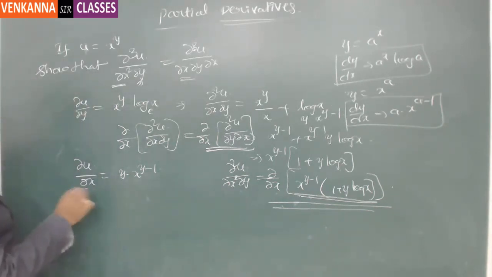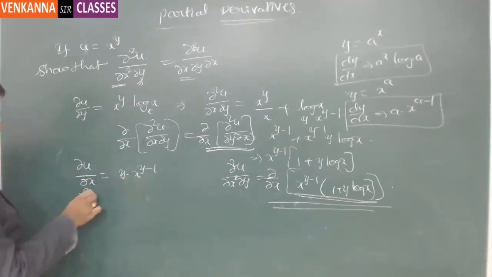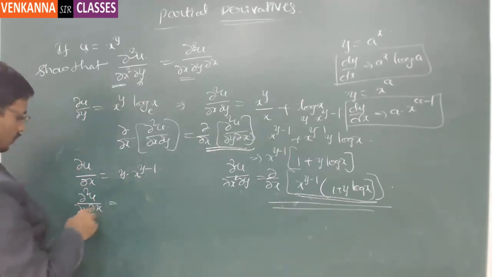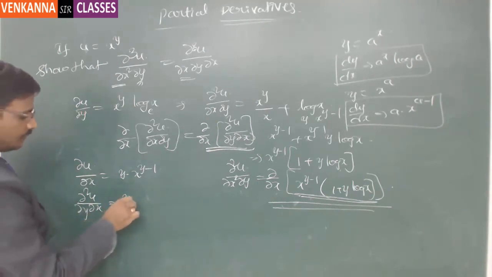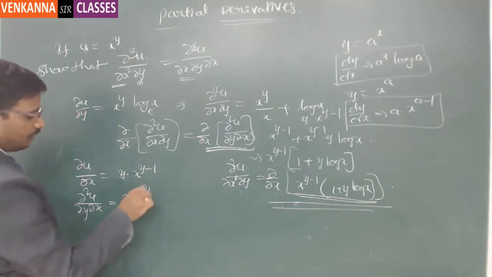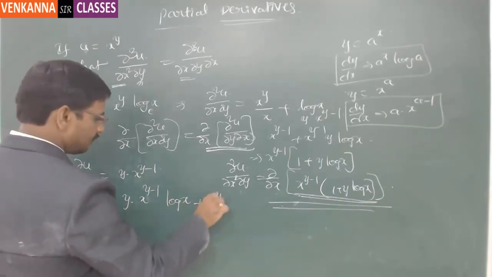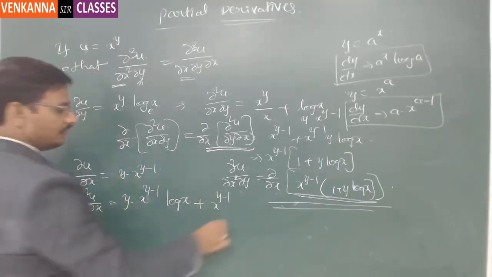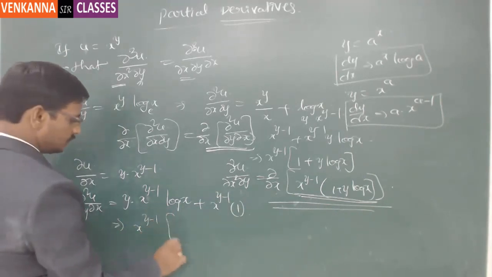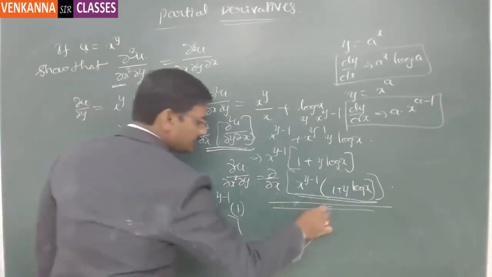So this is ∂u/∂x equal to y into x^(y-1). ∂²u/∂y∂x will be, you are doing the derivative with respect to y. So y into the derivative of this with respect to y, then it will be x^(y-1) into log x. And then by taking this as a multiplication, x^(y-1), the derivative of y will be 1. So if you take x^(y-1) as common, then this will be 1 plus y log x. And this will be exactly the same as this one.